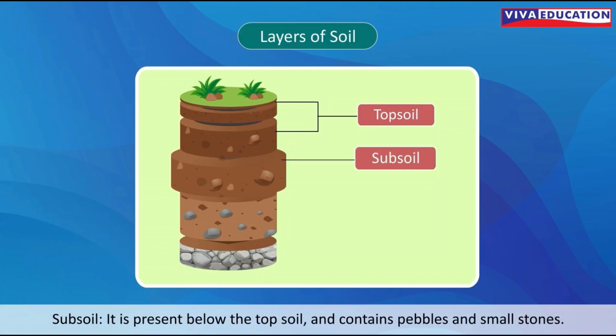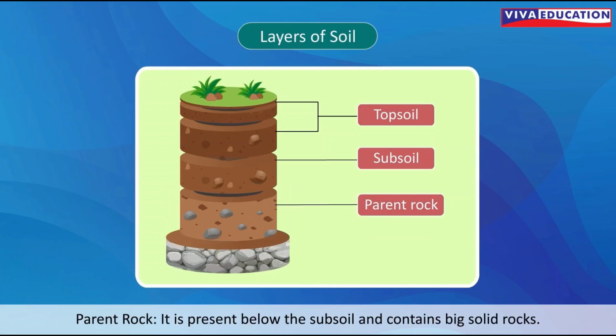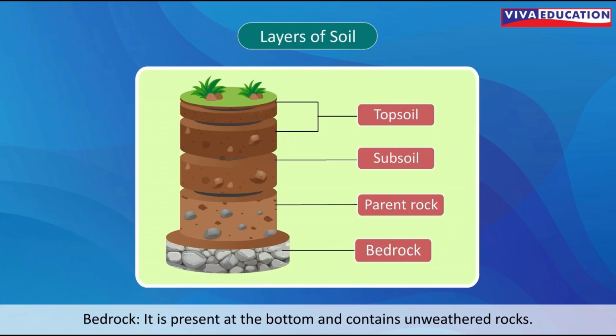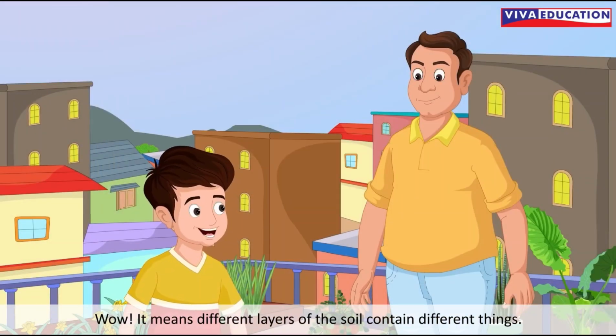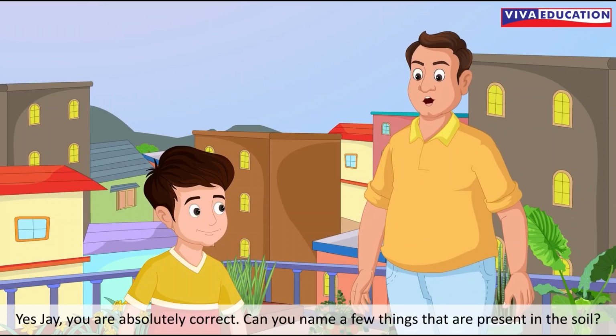Subsoil. It is present below the topsoil and contains pebbles and small stones. Parent rock. It is present below the subsoil and contains big solid rocks. Bedrock. It is present at the bottom and contains unweathered rocks. Wow! It means different layers of the soil contain different things. Yes, Jay, you are absolutely correct.